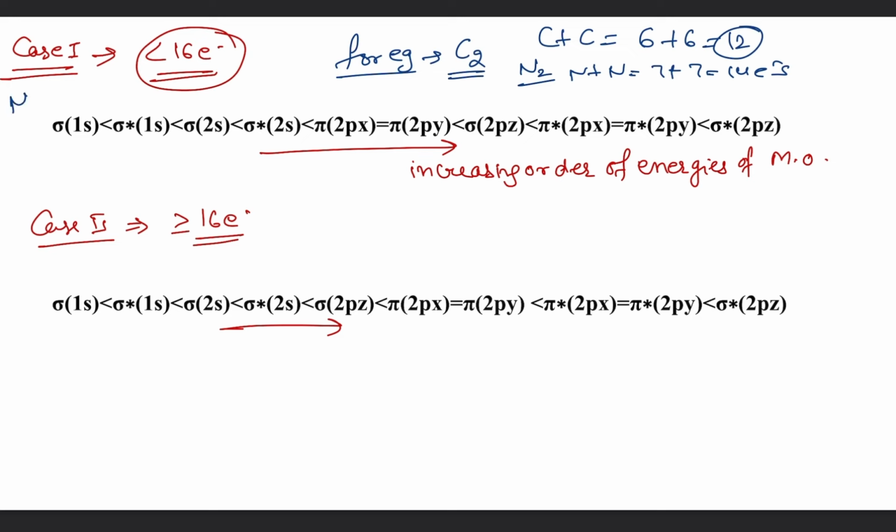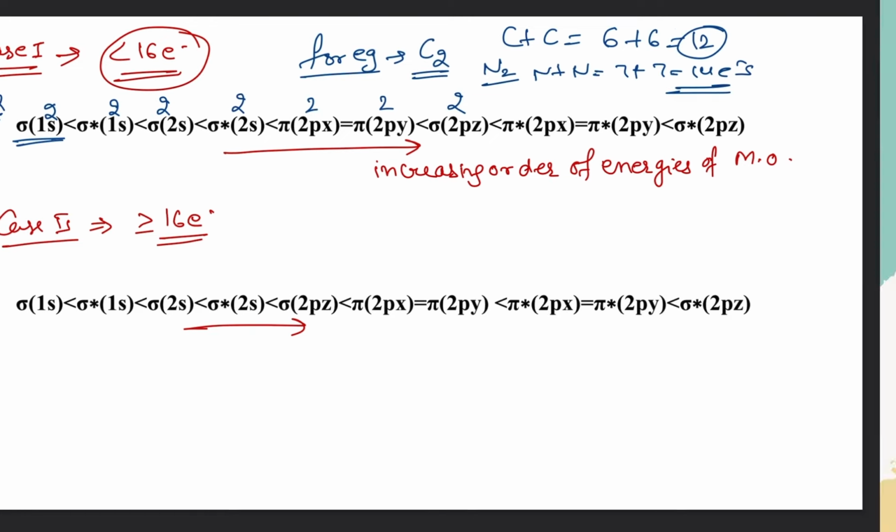For example, for N2, the electronic configuration will be, total is 14, 2, 4, 6, 8, then you have to fill like that, 1 here, 1 here, then pair up. So it will be 2, 2, total is 2, 4, 6, 8, 10, 12, and then 14, right?